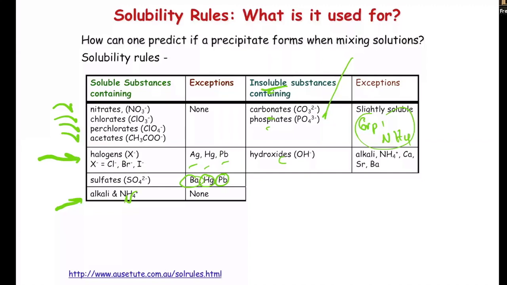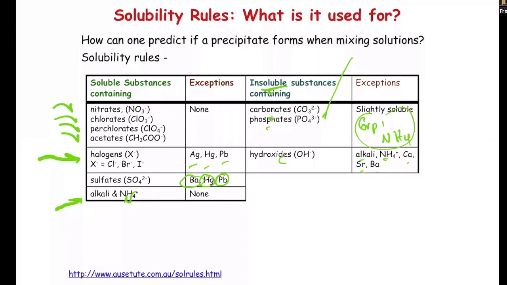That's the solubility rules. Hydroxides are soluble except when you have alkali, ammonia, calcium, strontium, and barium. Calcium, strontium, and barium are what we call heavy group 2. Barium, strontium, and calcium are in group 2, 2A, but they are heavier, with a higher molar mass in general. That's why we call them heavy group 2. So that's the solubility table.